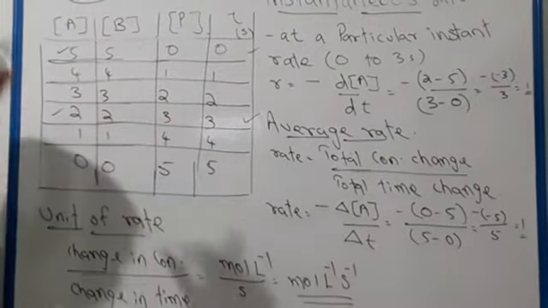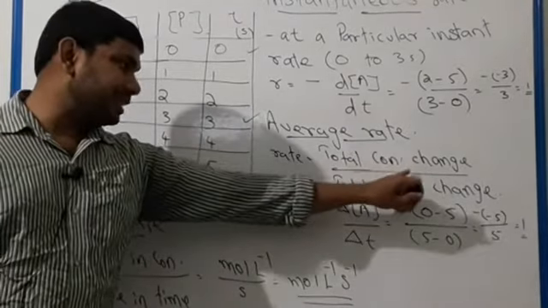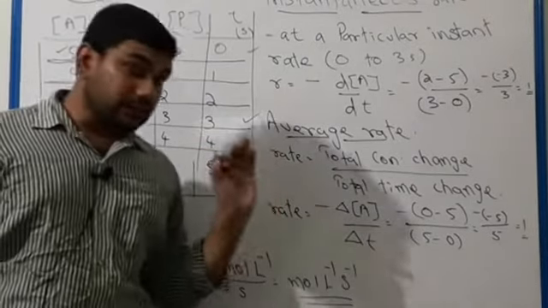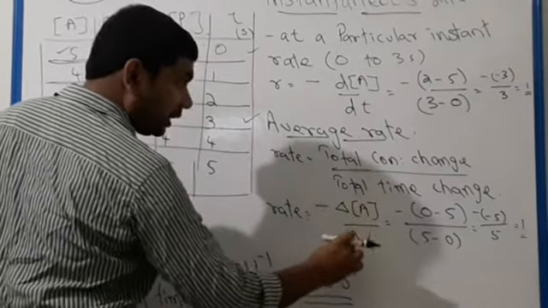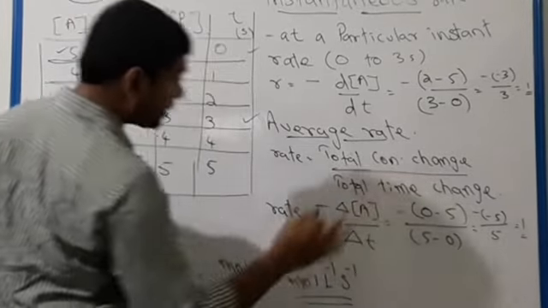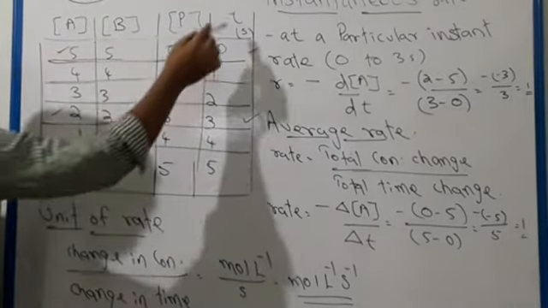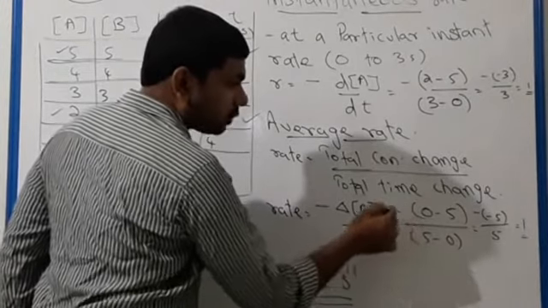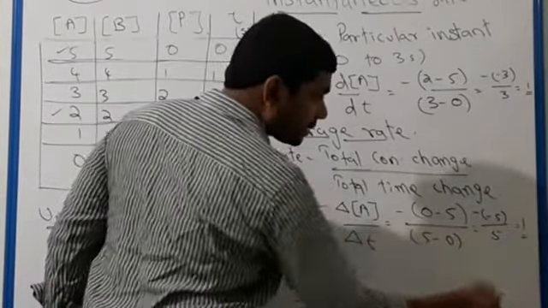Next one, average rate. Average rate, I told you, rate of reaction. Here we consider total concentration change divided by total time change. That is average rate. Here rate of reaction is -ΔA/ΔT, which is equal to ΔA, the total concentration change, the final concentration minus initial concentration, 0 minus 5, also total time change, 5 minus 0. This is 0 minus 5 over 5 minus 0, and the negative sign is because we consider reactant. Also here the final answer we got is 1.